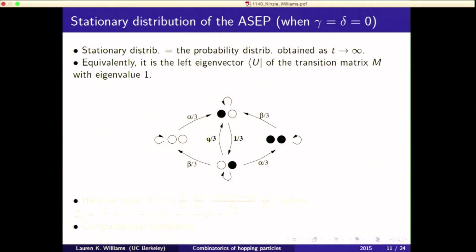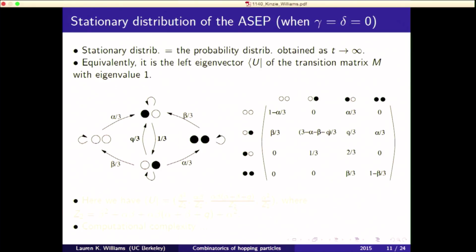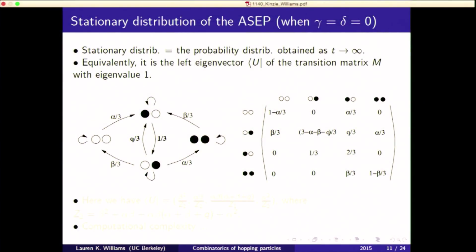So here's the model when n is equal to 2 and gamma and delta are 0. And here's the transition matrix. There are 4 different states, so this is a 4x4 matrix, and the rows and columns are labeled by the 4 different states. For example, the fact that I have an alpha over 3 here means that the probability of going from hole hole to particle hole is alpha over 3, and every other entry is filled accordingly.